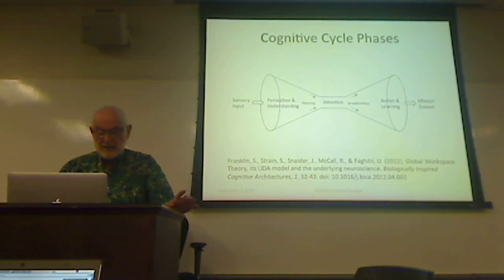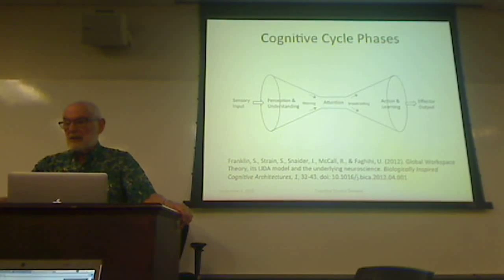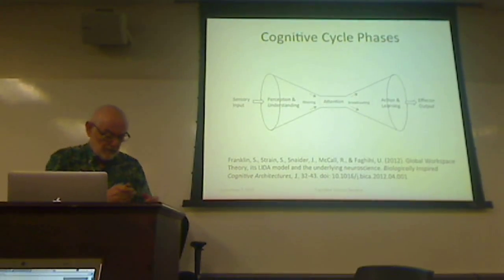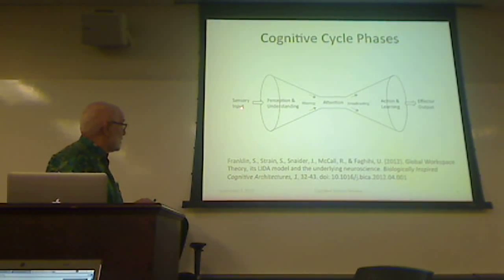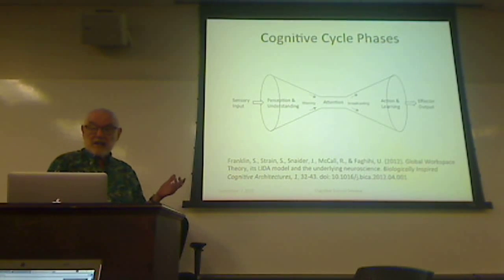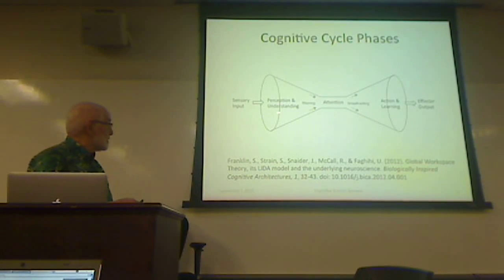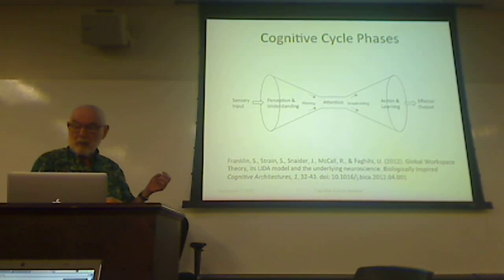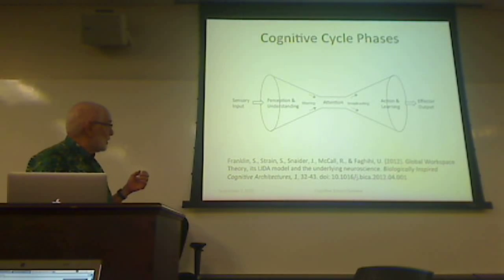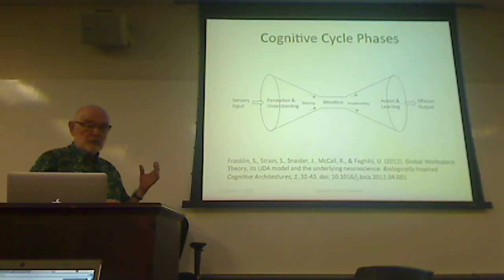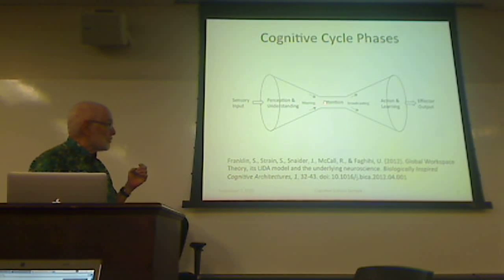The cognitive cycle can be thought of as having three phases. If sensory input comes in, the first phase is perceiving it and understanding what's going on. This takes into account not only what's come in, but also what's going on with the agent internally. There's a lot more going on than can be dealt with in a small fraction of a second. So the second phase is attention, where most of what's going on gets filtered out and only the most salient gets let through.